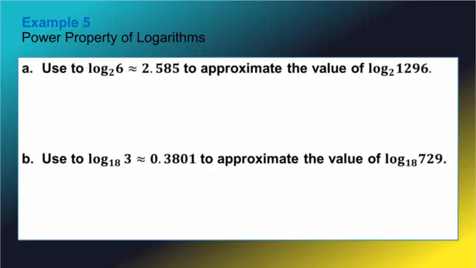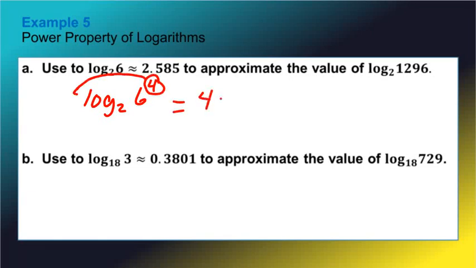Next, use the logarithm base 2 of 6 to be about 2.585 to approximate the value of log base 2 of 1,296. So I can simplify this one. So this is a power property. So this would be log base 2 of 6 to the 4th power. We just did that one. Bring this to the front, and now we have 4 times log base 2 of 6. Said it was 2.585. So 4 times 2.585 gives us 10.34.